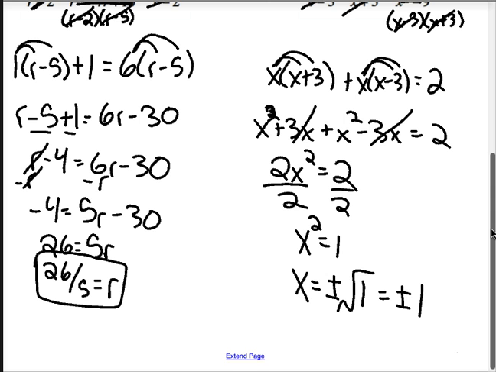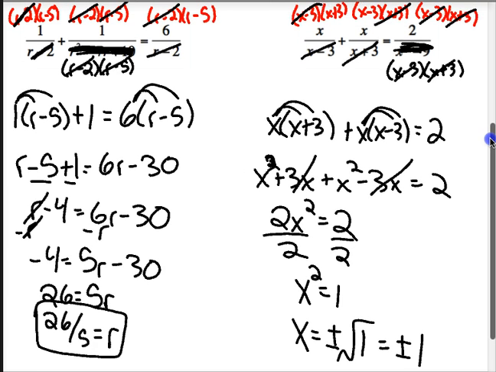And in this case, we check both of those work because neither one of those, plus or minus 1, will make me divide by 0. So both are legitimate solutions to that equation.